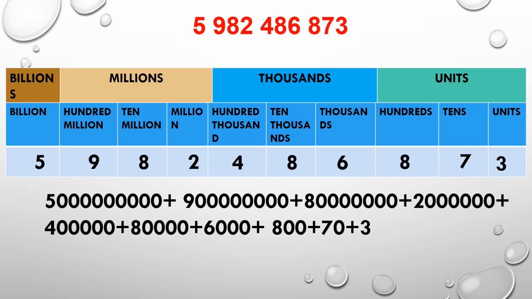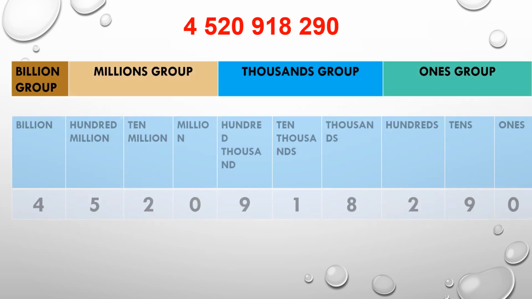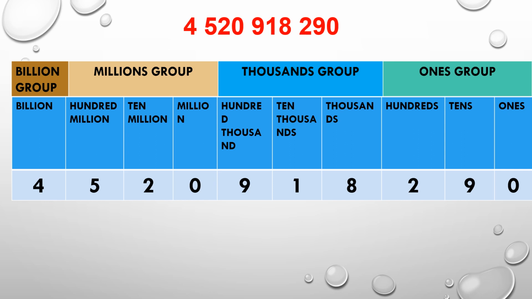Now let's practice one more question. This is the number. Again, it is a 10-digit number. The place value will go till billions. Here I want to explain one thing, that it is not necessary to make the place value table. You can do it without the place value table as well.